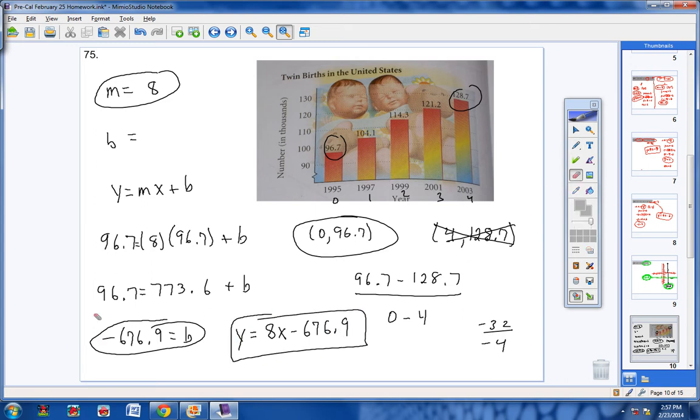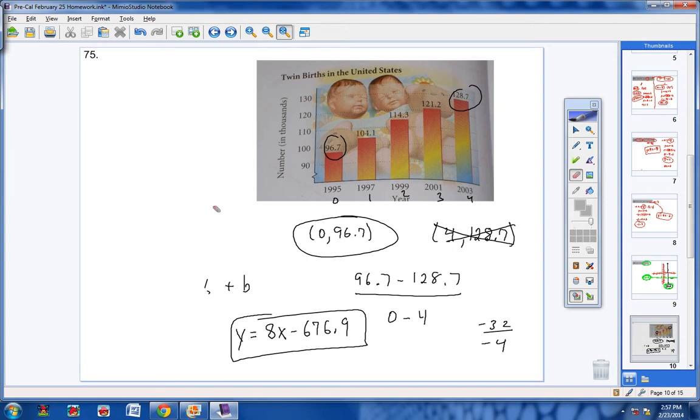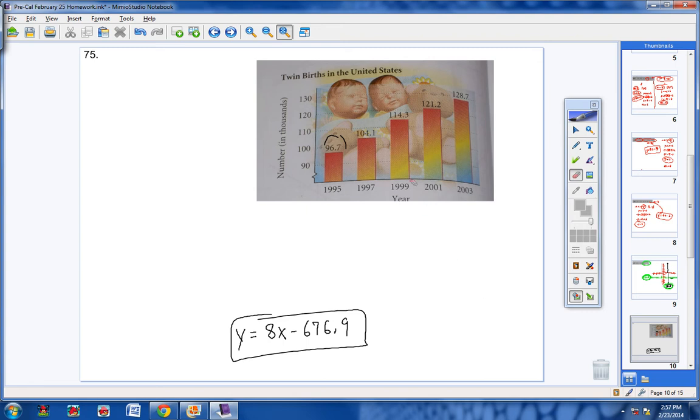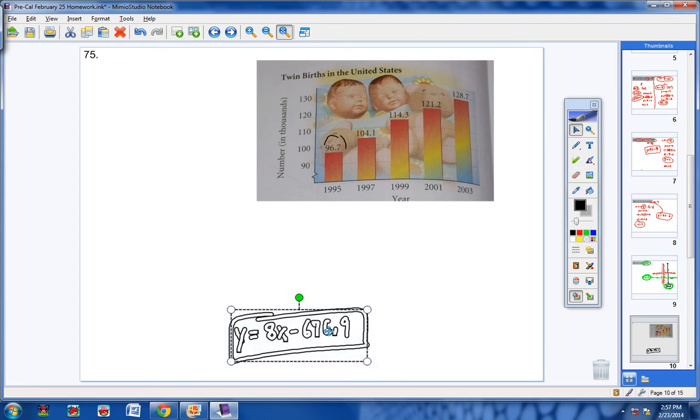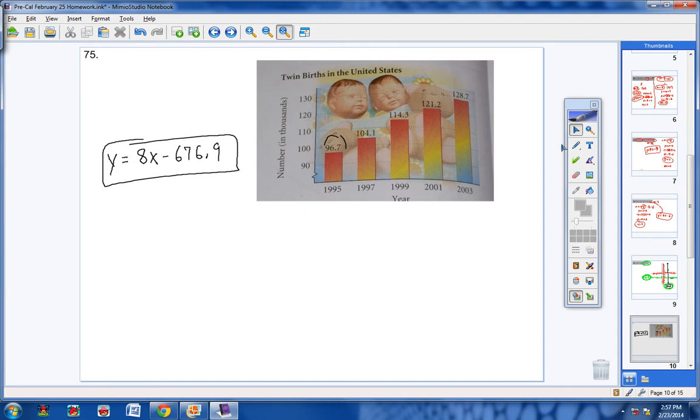We wrote a linear equation that models the information given in the graph. Now part B says to predict the number of twin births in 2007 and 2010. Okay, no problem. Let's take just 1 second to do this. We'll pull this up here. Now don't forget.